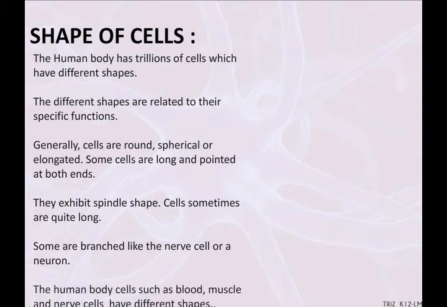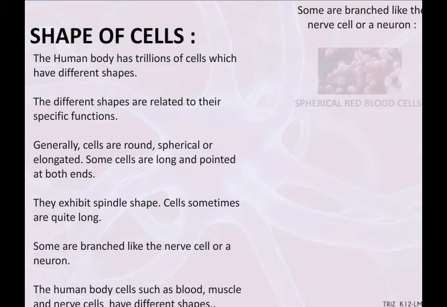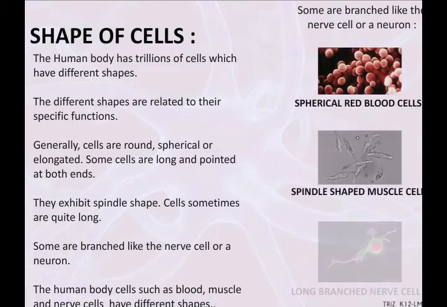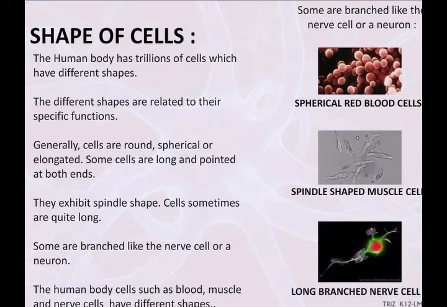The human body cells such as blood, muscle and nerve cells have different shapes. Spherical red blood cells, spindle-shaped muscle cell, long-branched nerve cell.